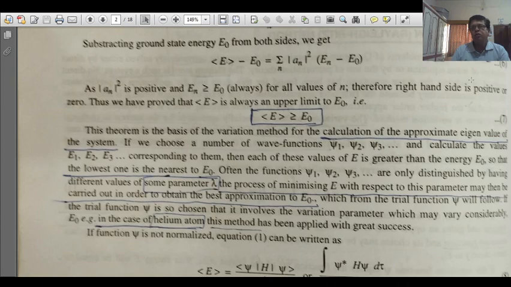Therefore, the right hand side is positive or 0. Hence, we proved that the expectation value of E is always an upper limit to E0. That is, the expectation value of E is always greater than or equal to E0. That is the main idea of this method.